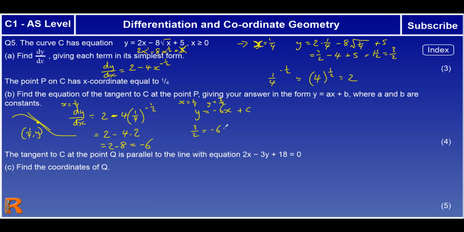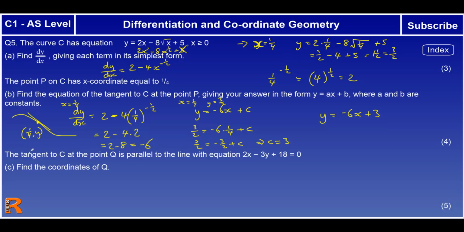So we're putting that into here to find the constant term. Minus 6 times a quarter is the same as minus 6 over 4, which cancels down to 3 over 2, which is 1 and a half. So we've got 3 over 2 equals minus 3 over 2 plus c. Add that over to that side, gives us 3, so that tells us that c equals 3. So y equals minus 6x plus 3. Okay, so that's 4 marks.